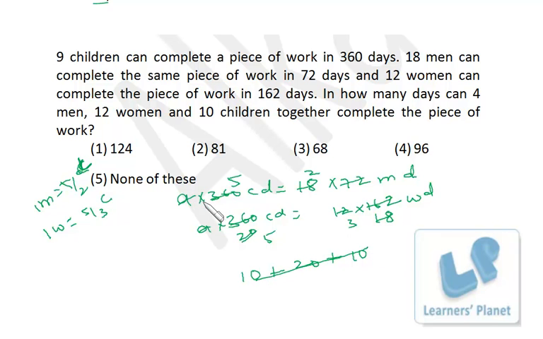Now the work is of 9 into 360 children days and we have 40 children. So we can find out the number of days very easily, that is 81 days. Okay, so this is how you can solve this problem very easily.